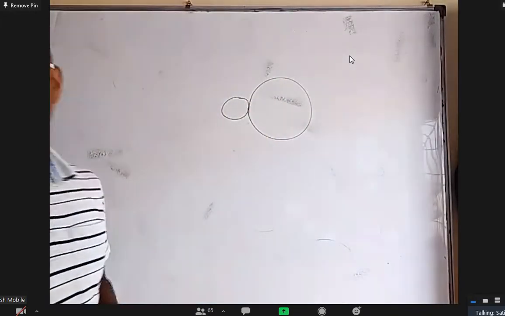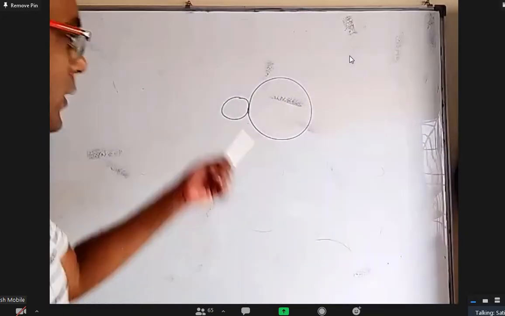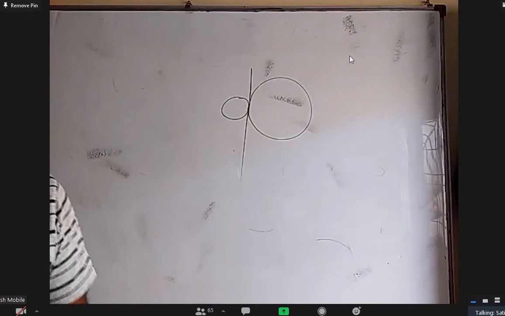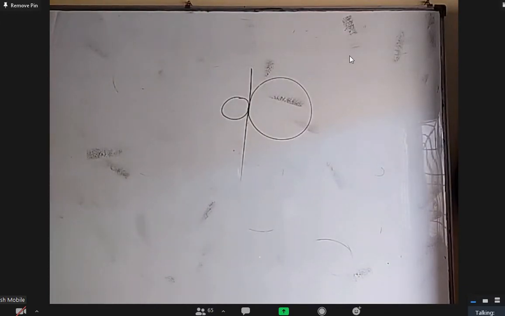Let's say two circles are touching each other externally, like this. How to find this common tangent? Anybody want to give an idea? Equation of the common tangent, sir. It is the common tangent at the common point: S minus S dash, sir. Simply subtract, you'll get it.